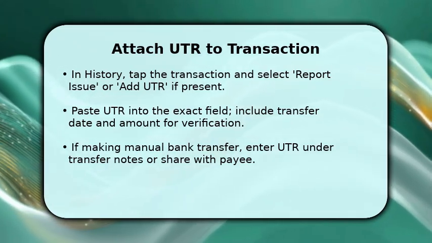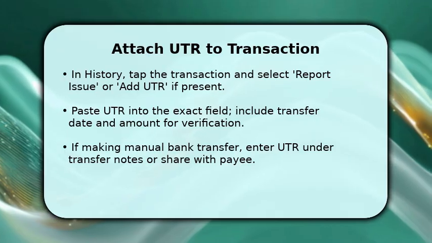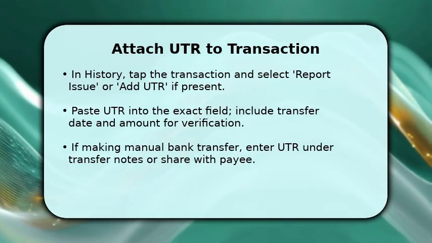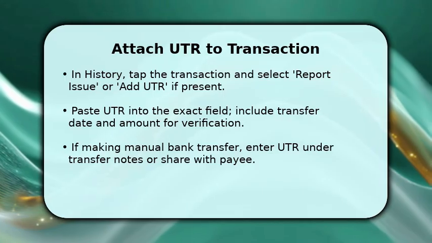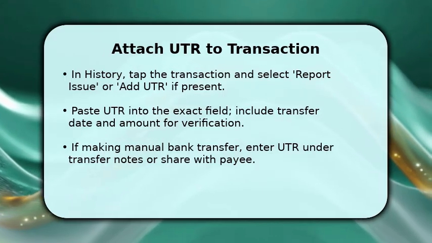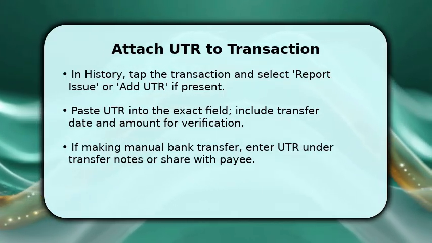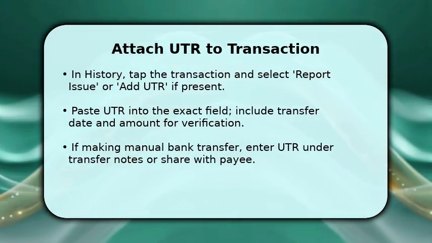If you initiated a manual bank transfer outside PhonePe, put the UTR in transfer notes or send it to the receiver. This is how the receiving party links the credit to the right account. Make sure formatting has no extra spaces.